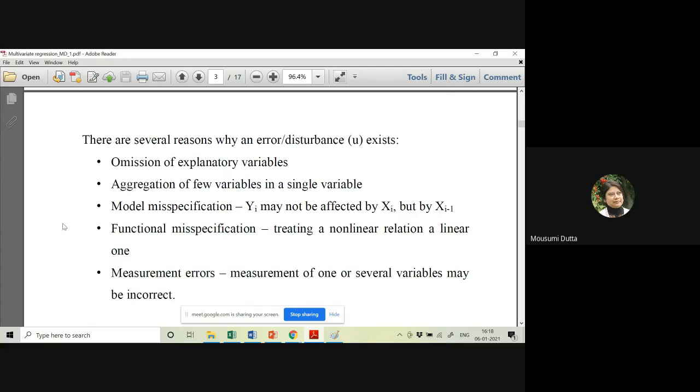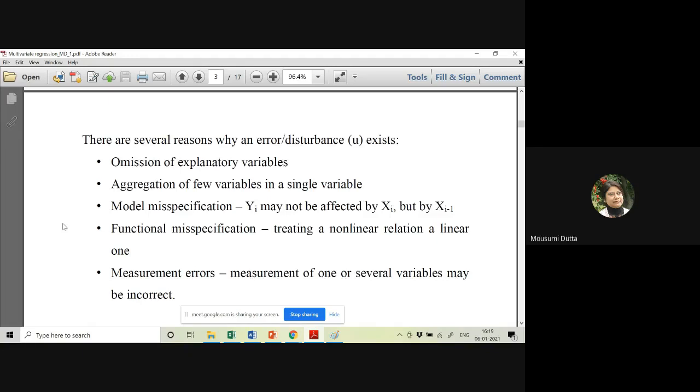Because of some problems in collection of data or some issues in reality, suppose we are not including the geographical region, somebody is including the geographical region, then maybe that person is not including the demographic condition of the country. So there are so many things there. So omission of several explanatory variables may result in this kind of difference, or may create a distance between the point and the line.